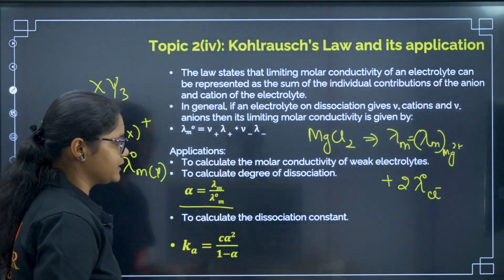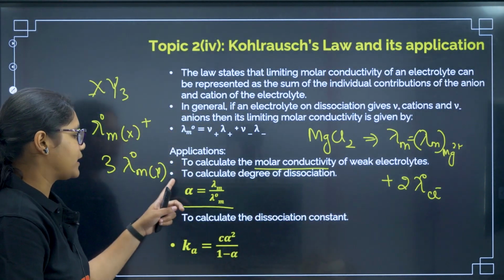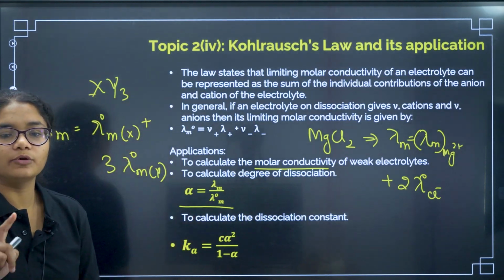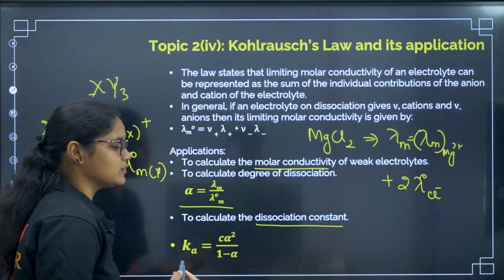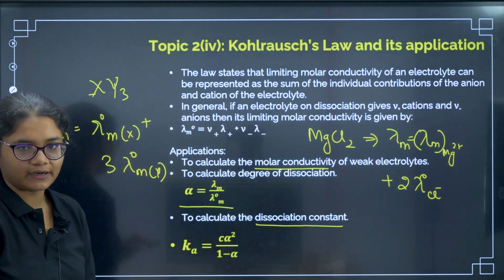So where is this an application? It is used to calculate the molar conductivity of weak electrolytes, and to calculate the degree of dissociation of weak electrolytes, which is molar conductivity divided by molar conductivity at infinite dilution. Then how to calculate the dissociation constant? The dissociation constant Ka is C alpha square by 1 minus alpha.